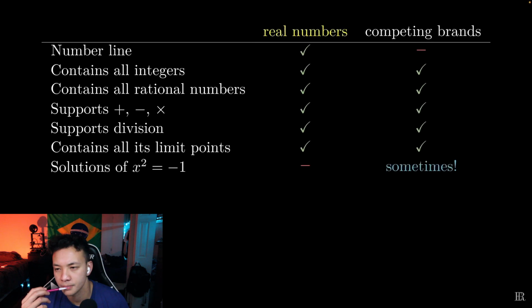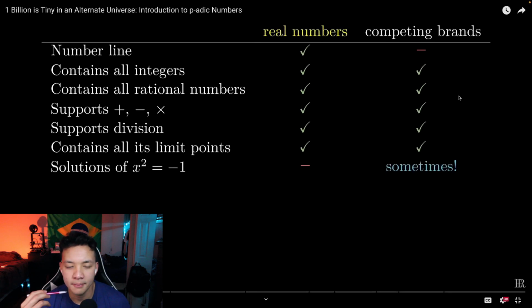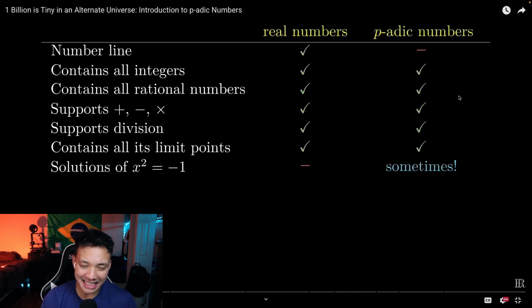Some of them even contain square roots of -1. I'm kind of trying to visualize right now what a set of numbers not being able to contain a number line even looks like. Interesting. These are the systems of P-adic numbers.